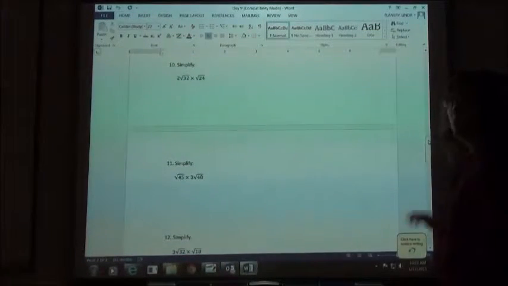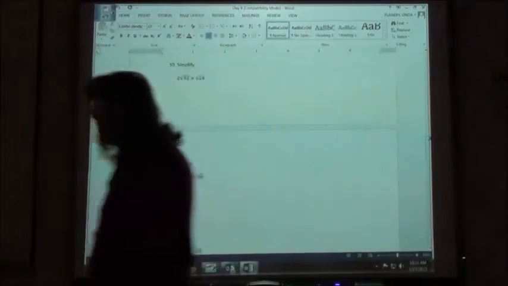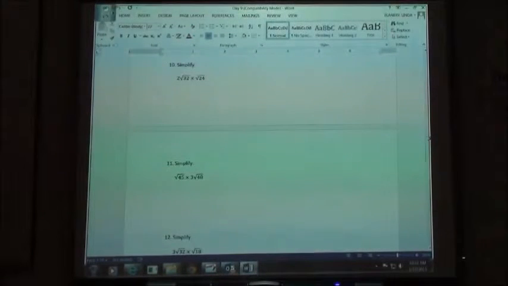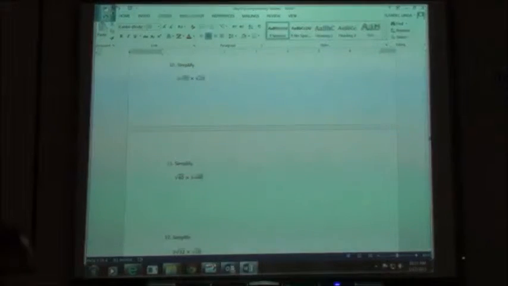Now we're going to multiply. When we multiply radicals, we're going to start the same way that we did when we added them. We want to simplify each of them separately, just like we did before.